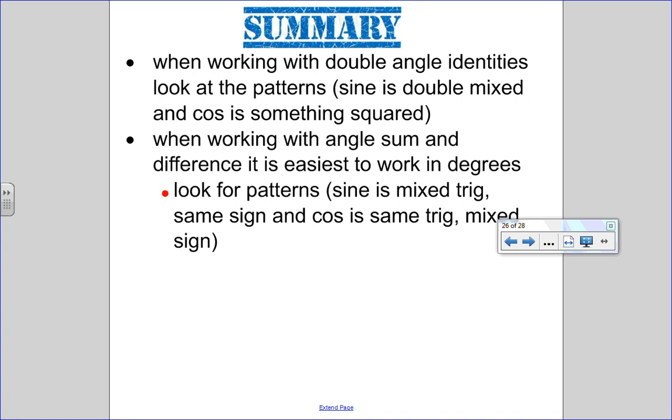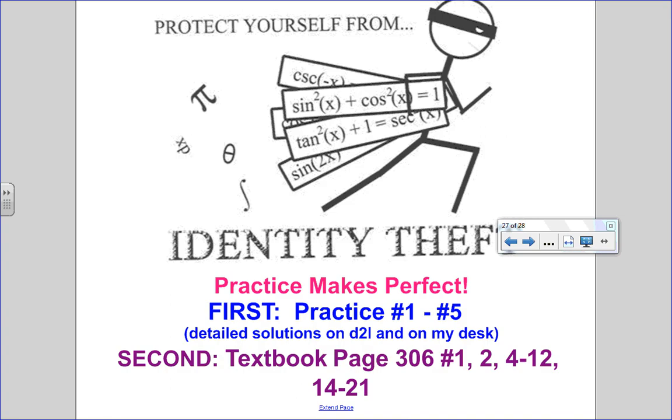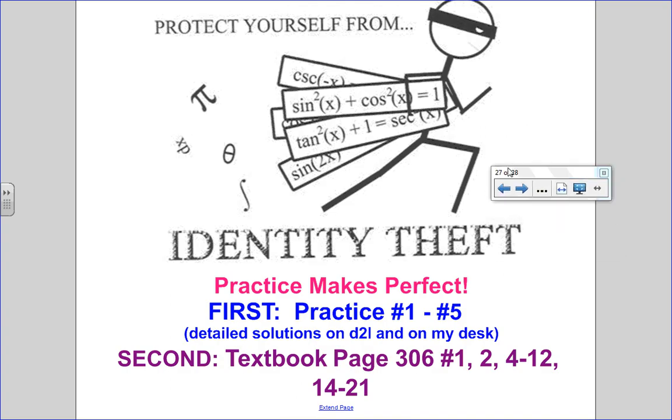So right now you guys have a lot of identities on your formula sheet. So I really want you to keep your formula sheet in a safe place because I want you to protect yourself from identity theft. Very important.